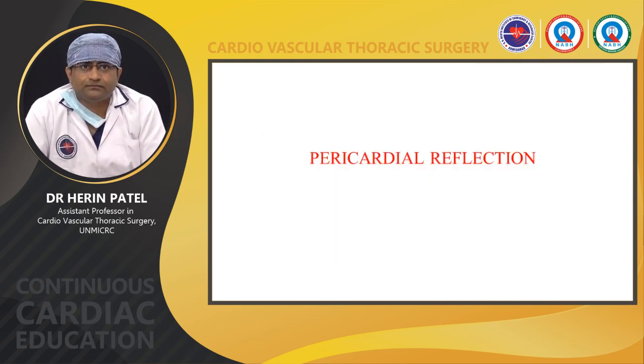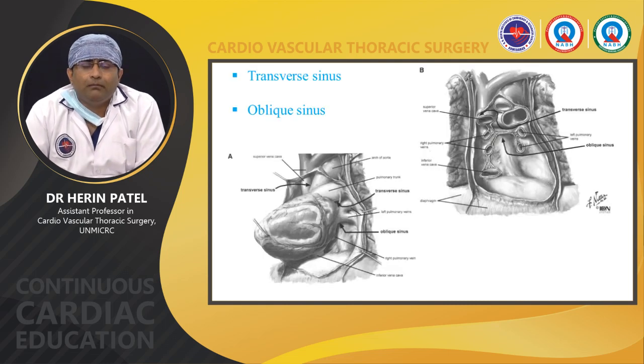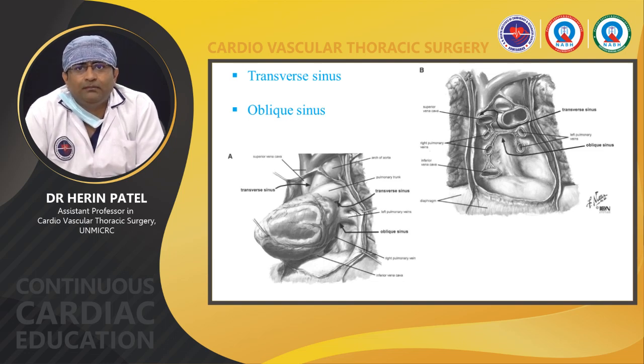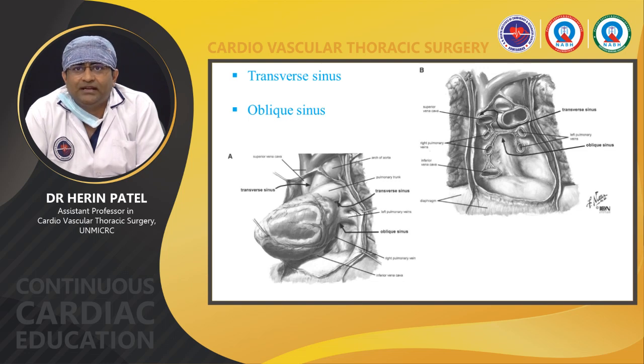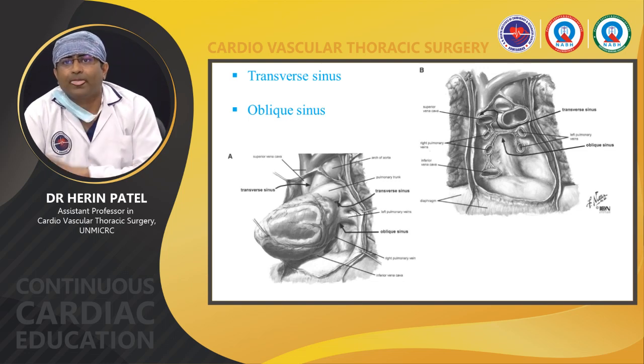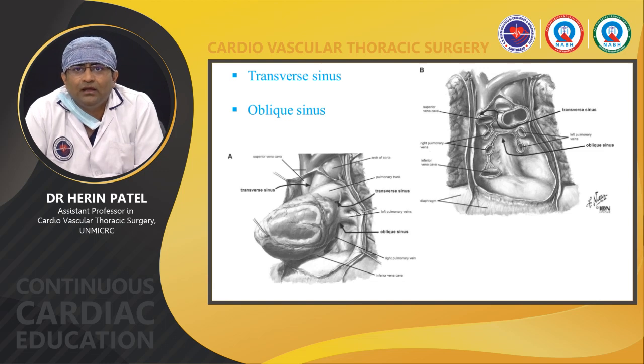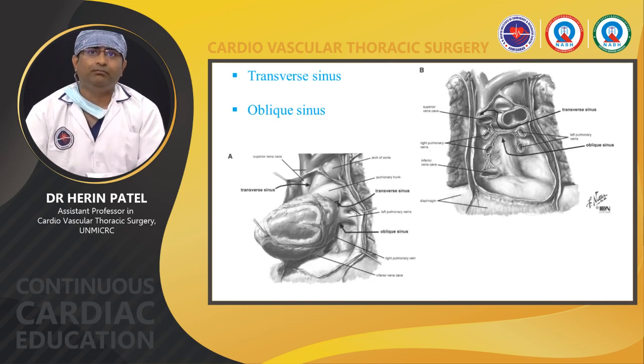Pericardial reflection. The heart has two sinuses, chiefly the transverse sinus and the oblique sinus, which are located on the base of the heart. Here you can see, if you take out the heart, then you will see the two sinuses, the transverse sinus and the oblique sinus. The transverse sinus is located between the great vessels of the heart and the pulmonary veins, and the oblique sinus is located below the origin of the right and left pulmonary veins.